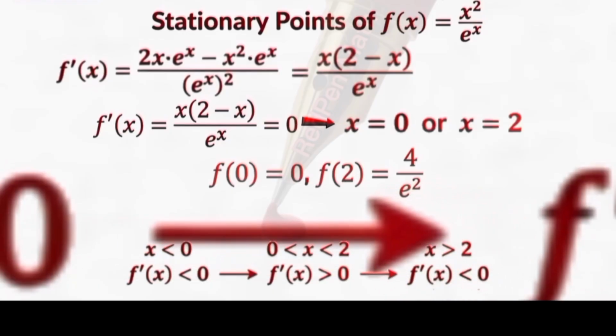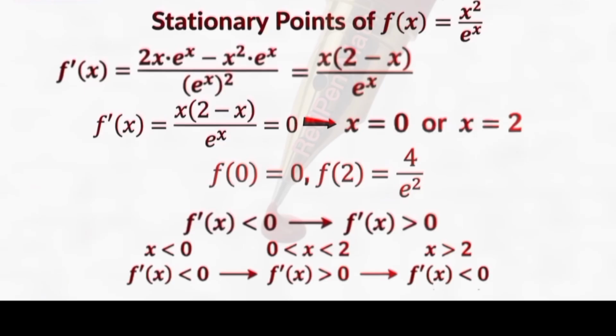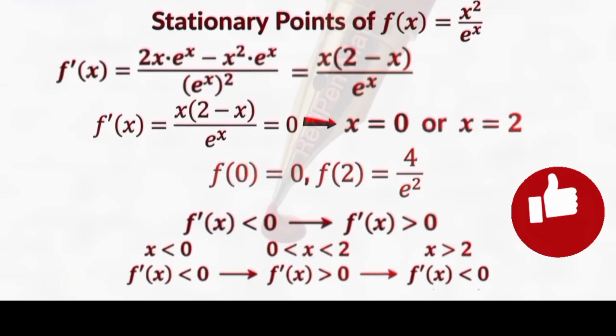Step 5. Sign test. Check the gradient around the points. For x less than 0, the gradient is negative. Between 0 and 2, it is positive. After 2, it is negative.